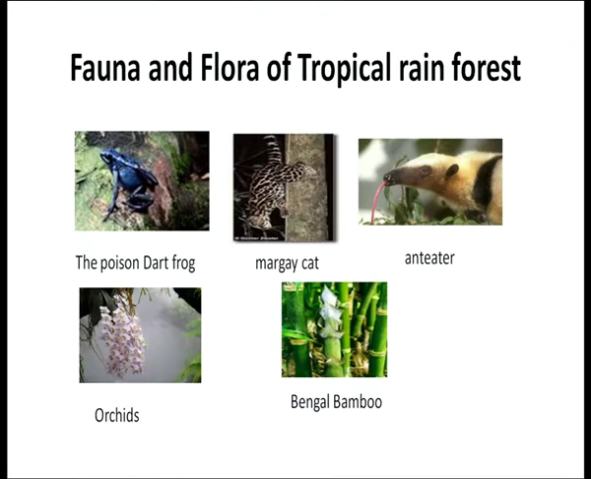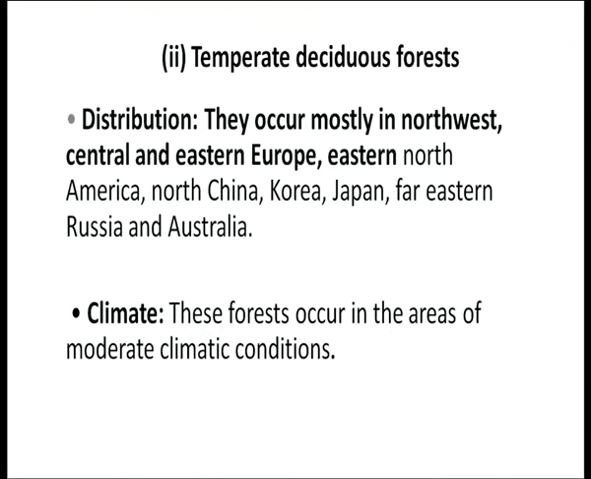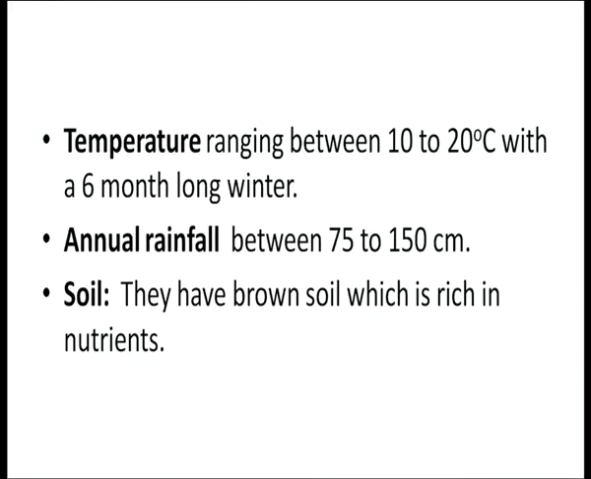These are some examples which are found in the tropical rainforest, as already discussed. The temperate deciduous forests occur mostly in northwest, central and eastern Europe, eastern North America, North China, Korea, Japan, far eastern Russia and Australia. The climate of these forests has moderate conditions with respect to temperature and humidity. Temperature ranges from 10 to 20 degrees with 6 months of long winter. The annual rainfall ranges from 70 to 150 centimeters.